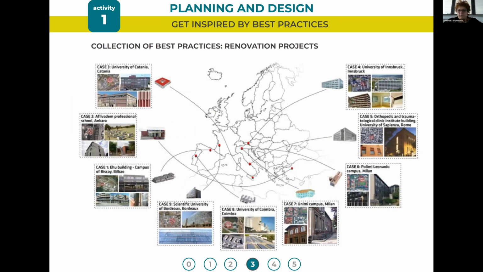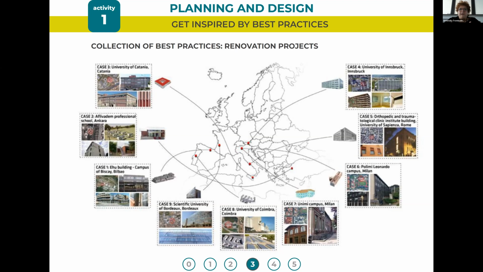For example, when we start with our project in Florence, we collect best practice, looking both at renovation projects as well as new designs. Why? Of course, the renovation projects present more criticalities very similar to our project. But maybe in the new design, there are some innovations that it is possible to investigate and transfer to our retrofitting action.